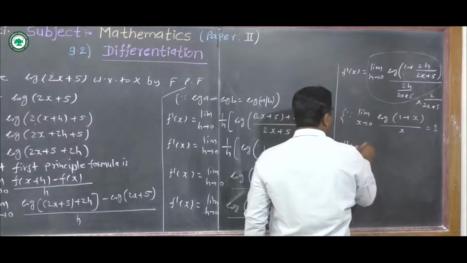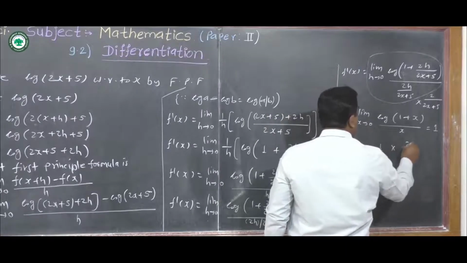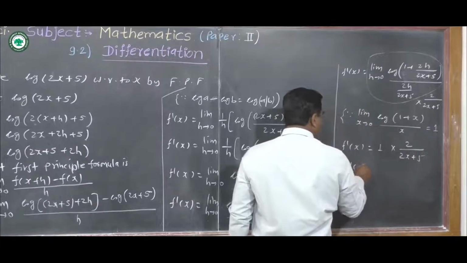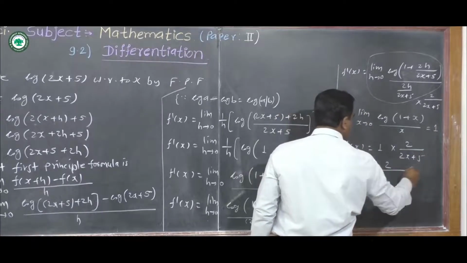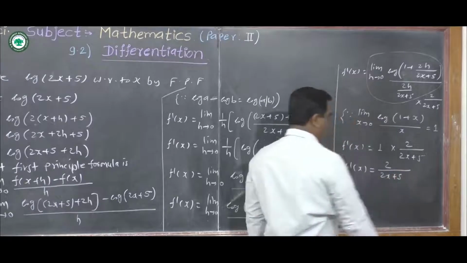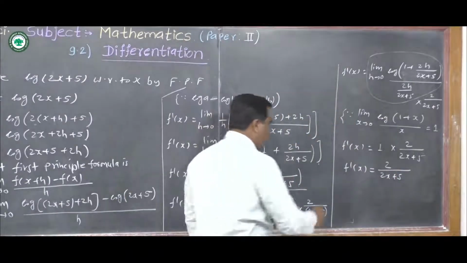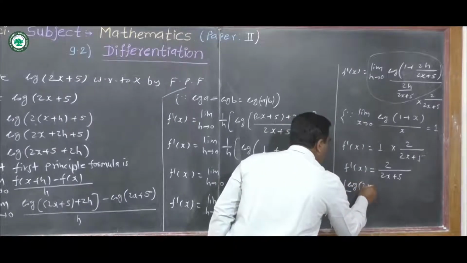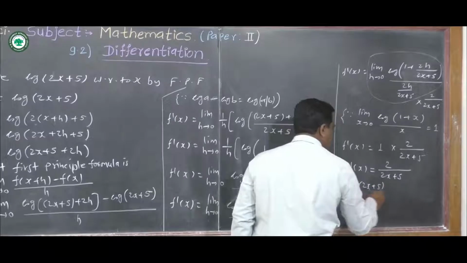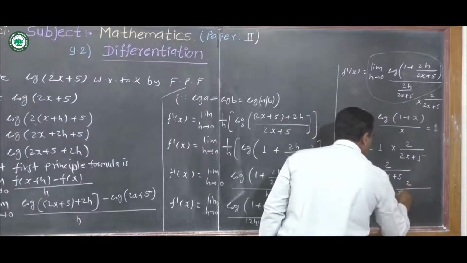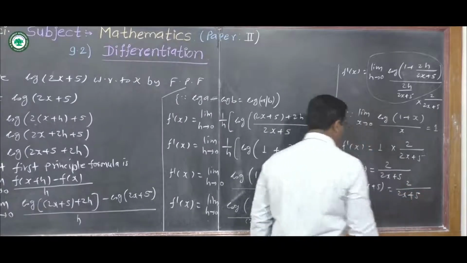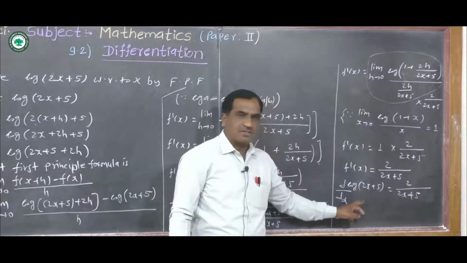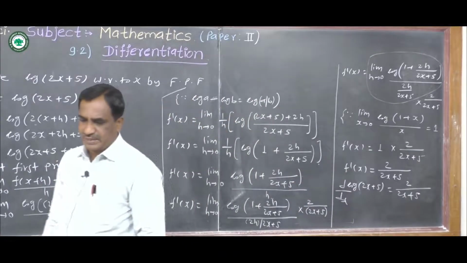Therefore, f dash of x is equal to 1 into 2 upon 2x plus 5. That is, we get here f dash of x is equal to 2 upon 2x plus 5. That is, derivative of function dy dx of log of 2x plus 5 is equal to 2 upon 2x plus 5. Okay, this is the answer for derivative for log of 2x plus 5 with respect to x.